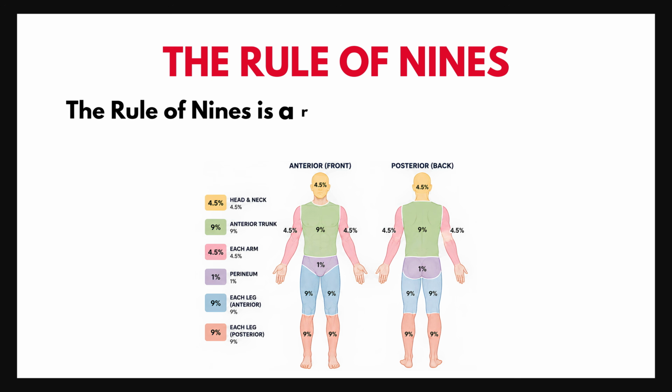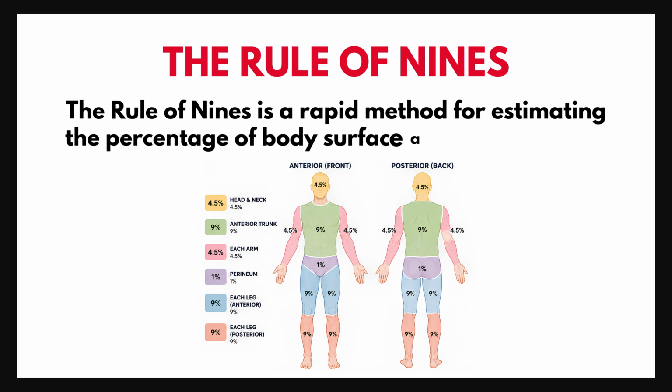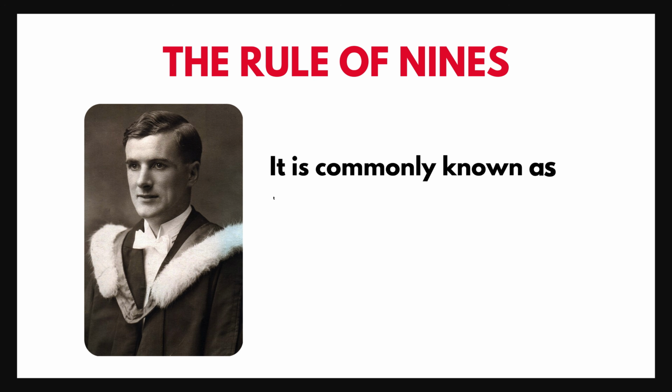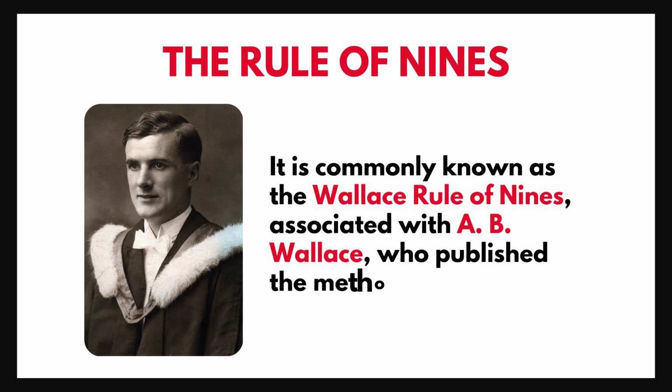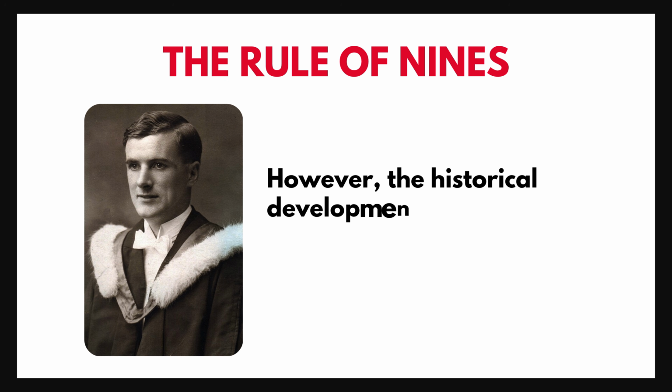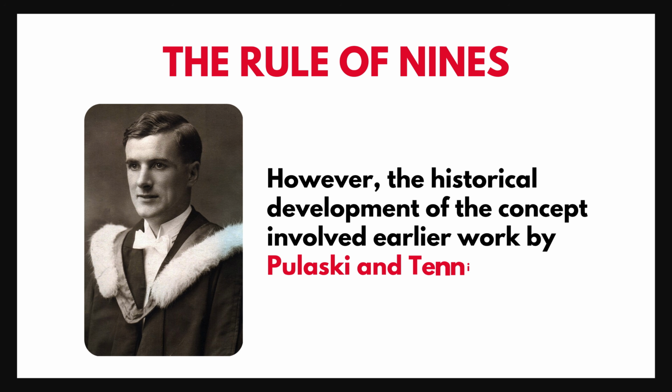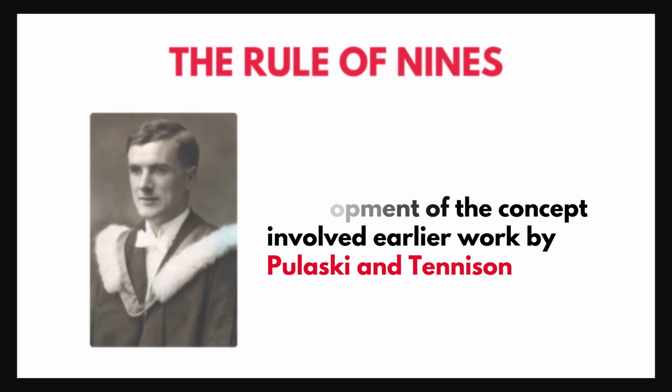The rule of nines is a rapid method for estimating the percentage of body surface affected by a burn. It is commonly known as the Wallace Rule of Nines, associated with A.B. Wallace, who published the method in 1951. However, the historical development of the concept involved earlier work by Pulaski and Tennyson. The important thing for us clinically is understanding how the system works.